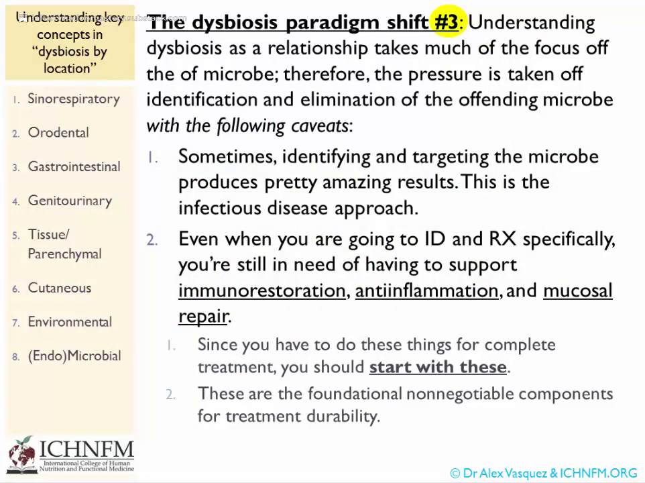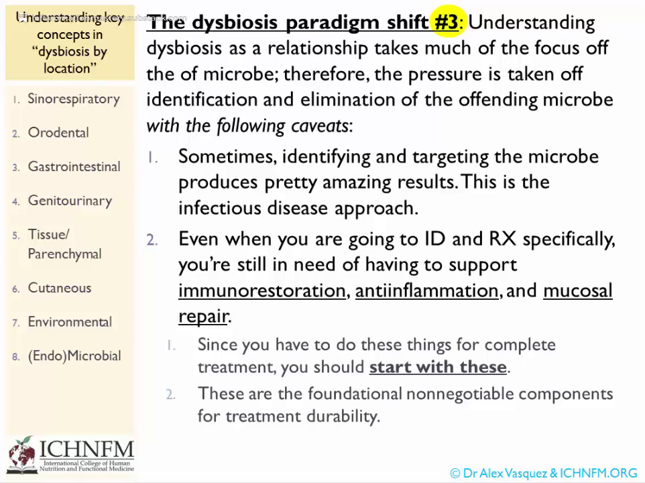So here we are now with dysbiosis paradigm shift number 3. Number 1 was appreciating the complexity. Number 2 was addressing the complexity. And here with number 3, I want to talk specifically about how we address the microbes. Understanding dysbiosis as a relationship takes much of the focus off of the microbe. Therefore, the pressure is taken off of identification and elimination of the offending microbe with the following caveats. Number 1, sometimes identifying and targeting the specific microbe can produce some pretty amazing results. This is what I call the infectious disease approach. Sometimes it's virtually miraculous. Other times it basically does nothing.